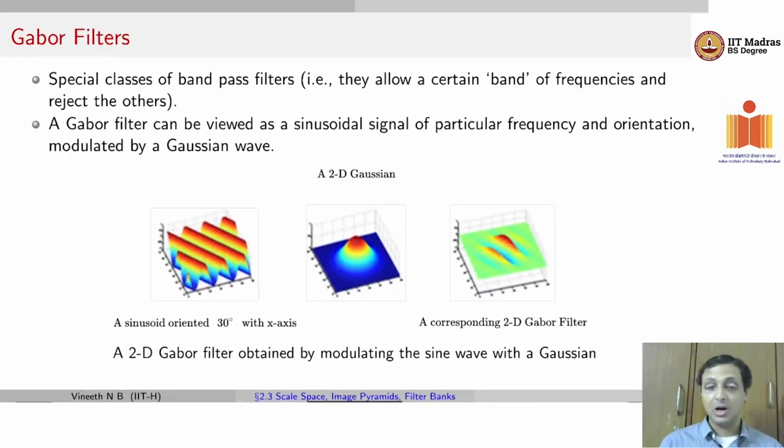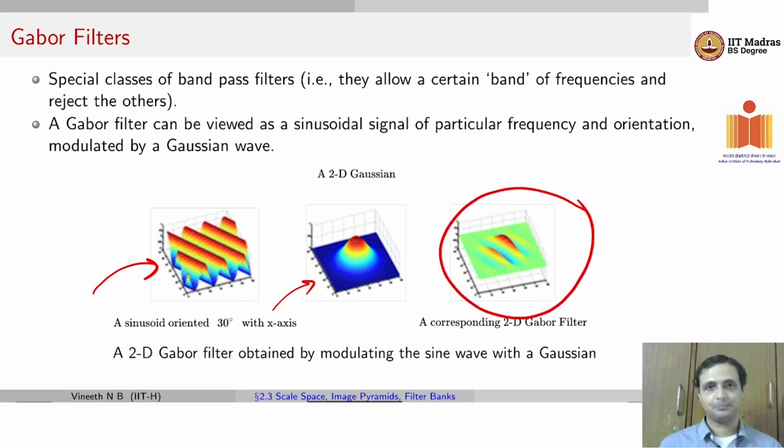The way Gabor filters work is intuitively they can be seen as a combination of a Gaussian filter and a sinusoidal filter. So here is an example of a sinusoidal filter of a certain orientation. Here is an example of a Gaussian filter. If you convolve a Gaussian filter and a sinusoidal filter, you would get something like this. Imagine superimposing your sinusoid on your Gaussian, you would get something like this.